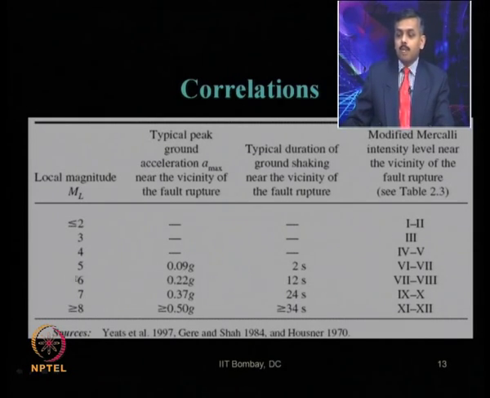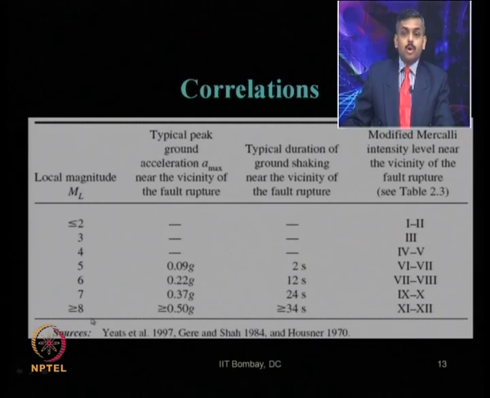If somebody asks what a typical maximum acceleration is during an earthquake of Richter magnitude 5, you can always say it is about 0.1 g, or 0.09 g, and typical duration will be about 2 seconds, corresponding to an MMI scale of 6 to 7. Local magnitude 6 corresponds to a typical Amax of about 0.2 or 0.22 g, duration of 12 seconds, and intensity 7 to 8. Local magnitude 7 corresponds to Amax of about 0.37 g, duration of about 24 seconds, and MMI of about 9 to 10.